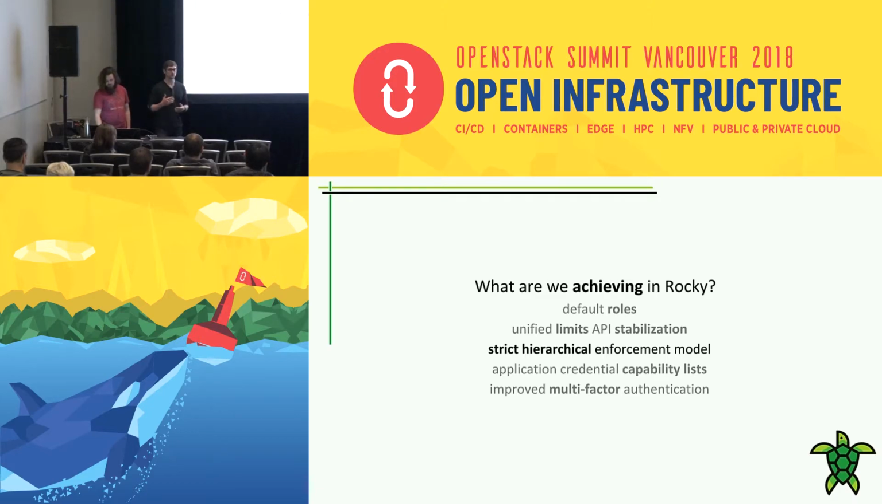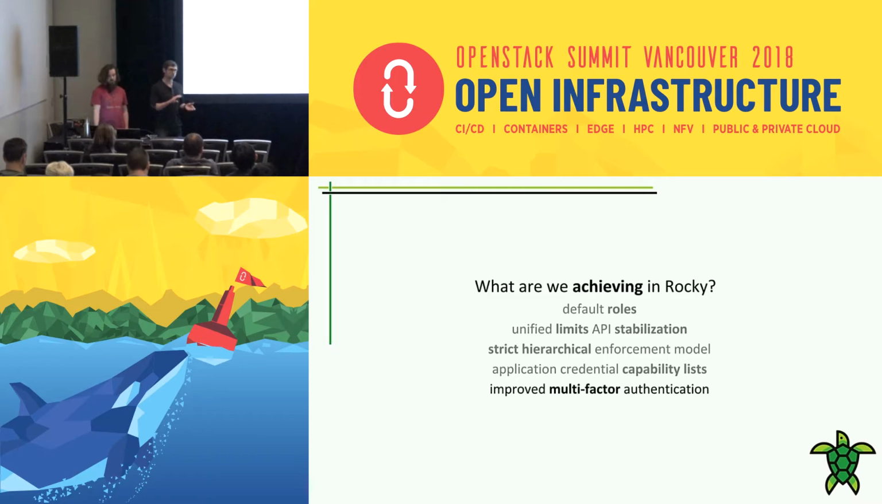Going hand in hand with that, we're going to be implementing a strict hierarchical enforcement model, and this is going to contrast the flat enforcement model that we implemented last release. And it's going to carry opinions about how resources, limits, and usage should work across a tree of projects. We'll also be expanding on the application credential work by adding a new attribute to it called capability lists, and this is going to really tighten down the security for people writing applications against OpenStack. You're actually going to be able to use the list to specify exactly what APIs you want your application to use.